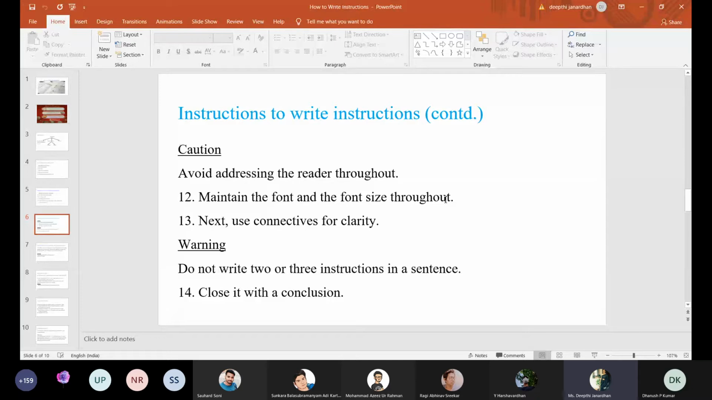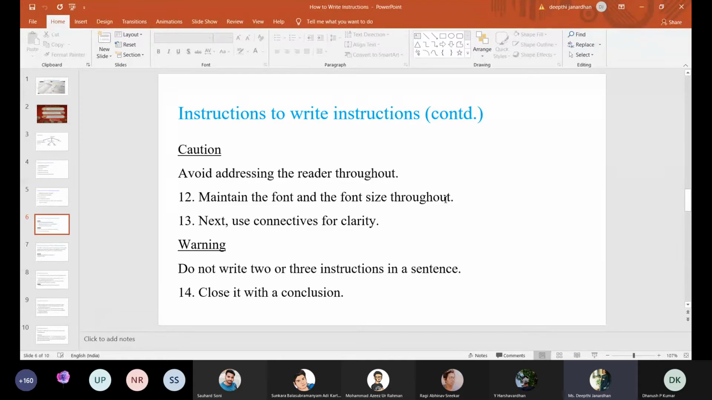This is when you are typing it out. See that it is in the same font size, same font type. Do not experiment with too many font types and sizes. See, that looks very casual. Any technical document has to look formal. So font size, font type, the type of font that you use also makes an impression.